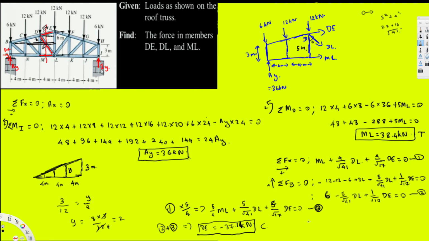If you calculate, dL will come as negative 3.884 kilonewton. Therefore, since the answer is negative, this is also compression, and that's how we do it. And we have found dE, dL, and mL, and that's all about it.